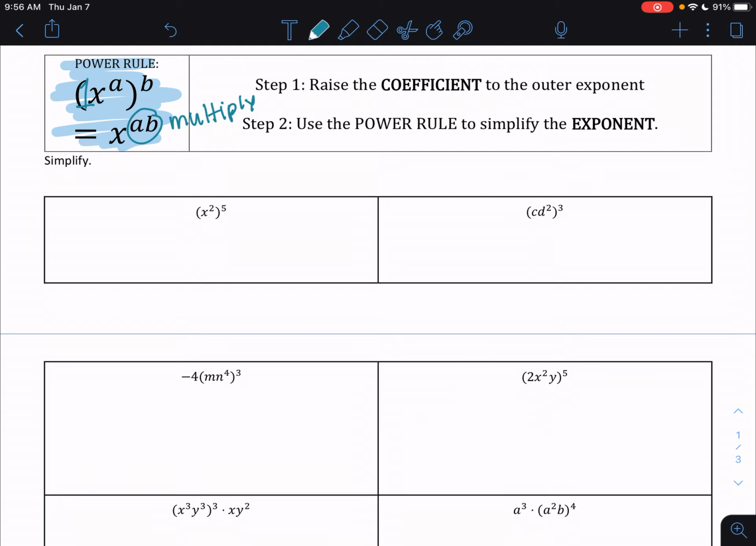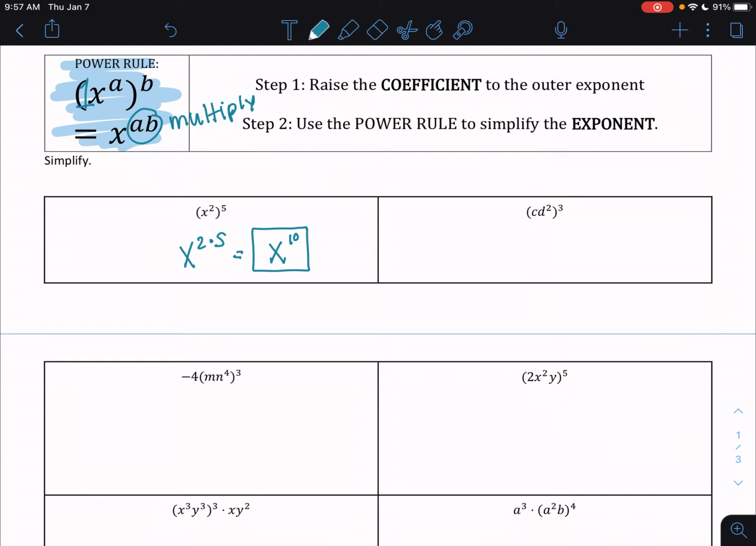All right, let's look at our first one here. X to the 2nd to the 5th. So if we're using our power rule, we would first take that 1 to the 5th, which is just 1, if we had this invisible 1 here. And then we would take the exponents and multiply them to get x to the 10th as our answer.